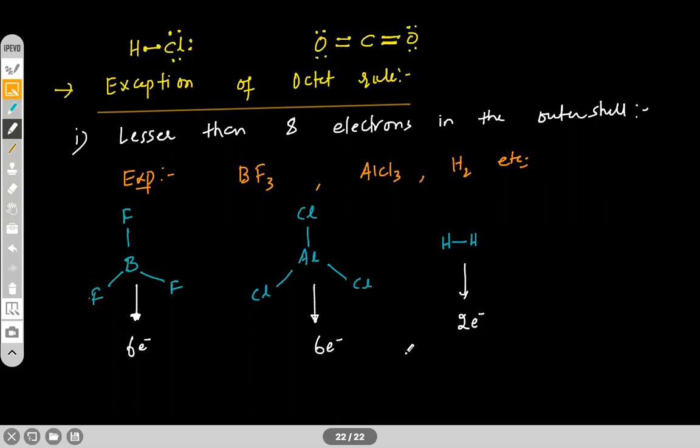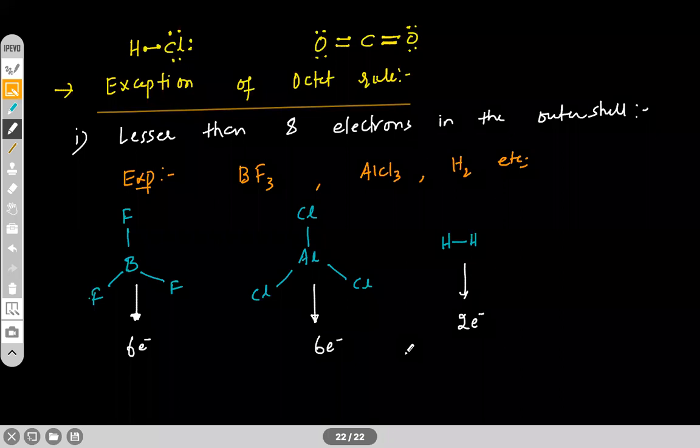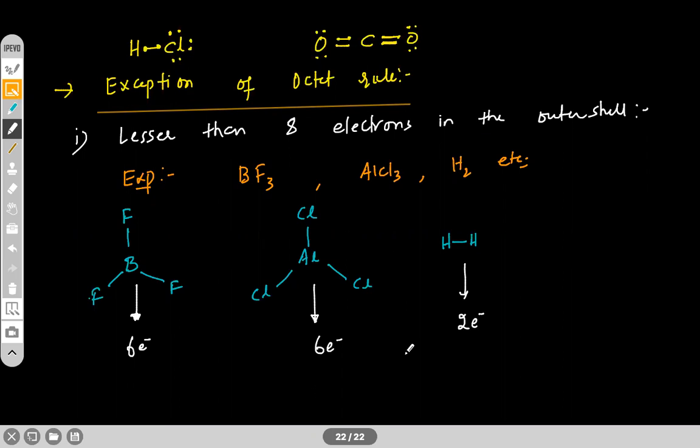Clear? I didn't get you, Kshitij. Balance as in?